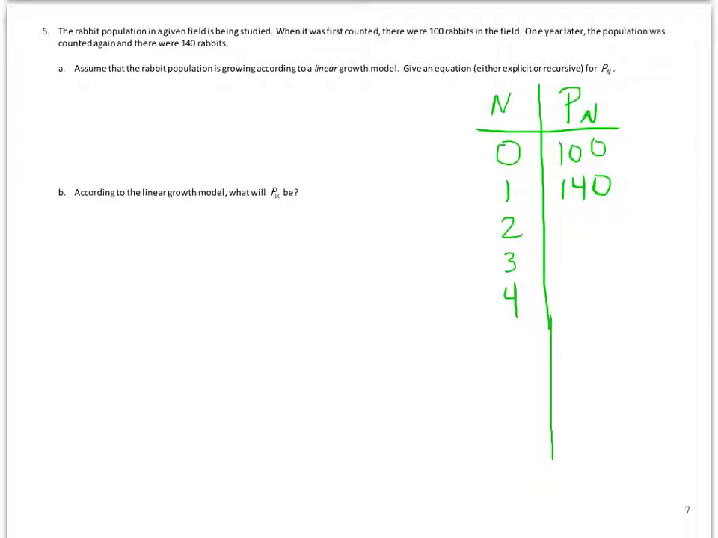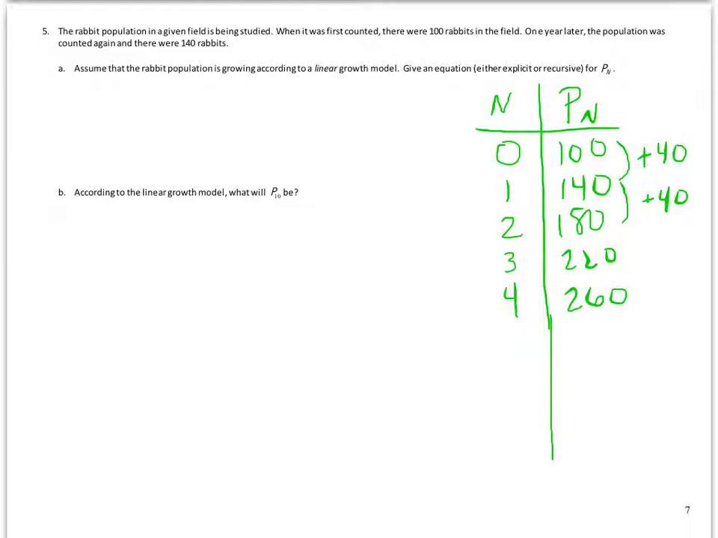And a linear model is when you are always adding the same amount to get from year to year. So to get from 100 to 140, I add 40. So to get to the next year, I'm going to add 40 again. And I get 180. And I keep adding 40, and I get 220, 260. And I can keep doing this till I get P10. Or I could try to figure out what P10 is just by thinking about the pattern.